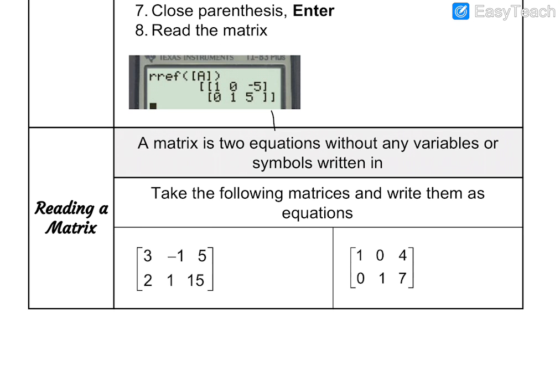Alright, so just a little bit about what the matrix looks like. It's two equations without any variables or symbols written in. So we're just going to fix this and write it as we would see it as the equation. So take the following matrices and write them as an equation. So I'm going to take this top line.